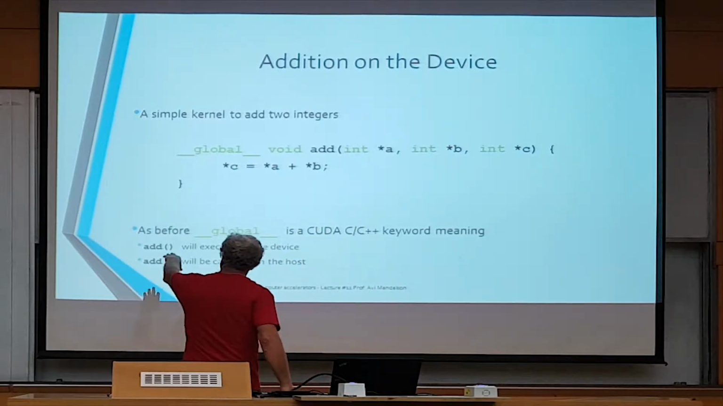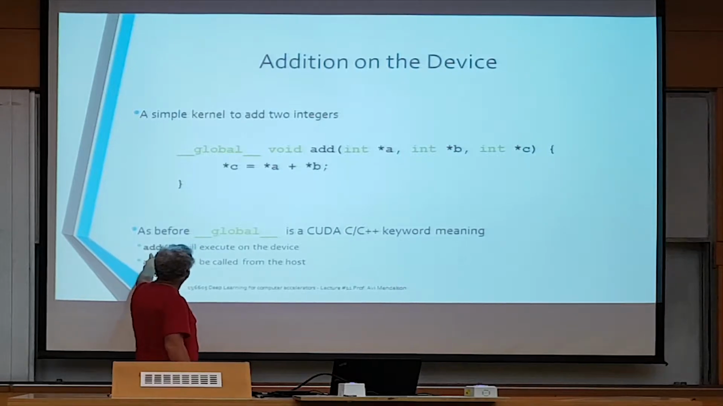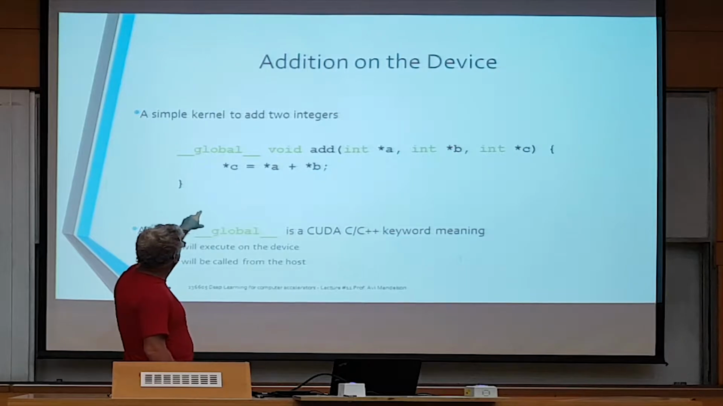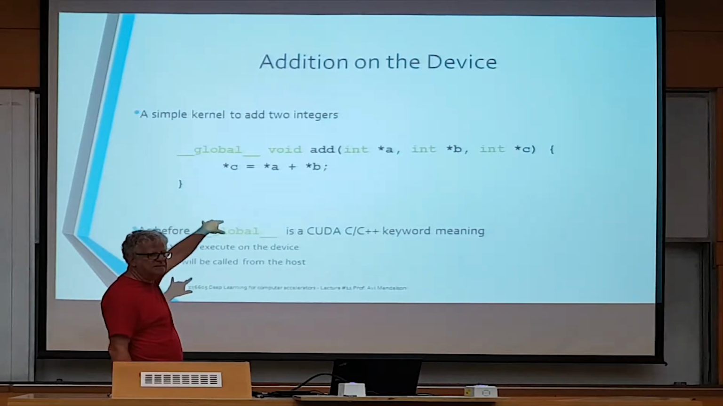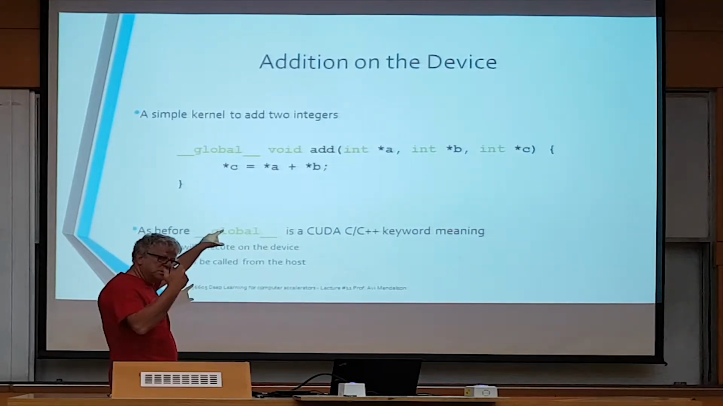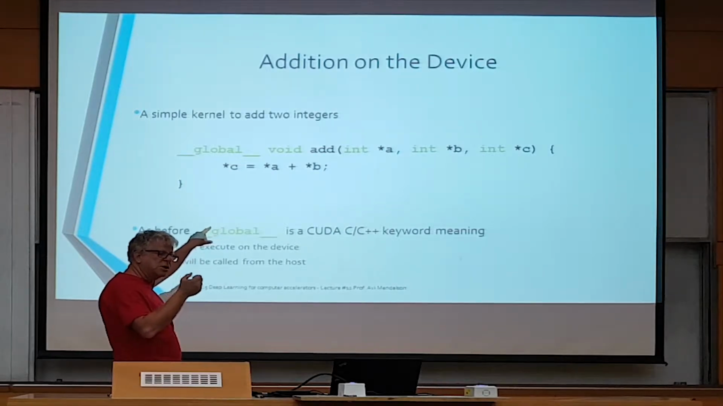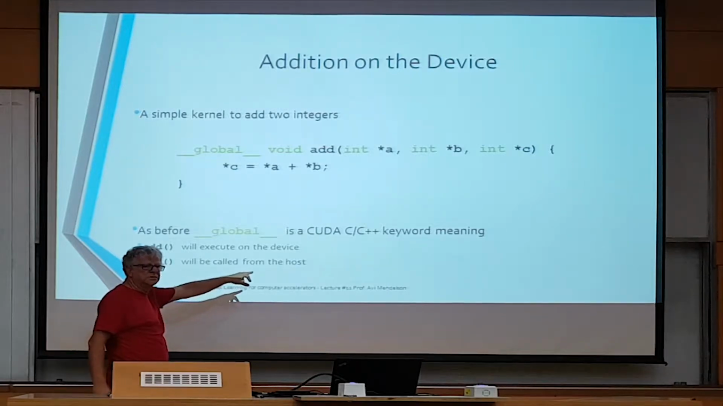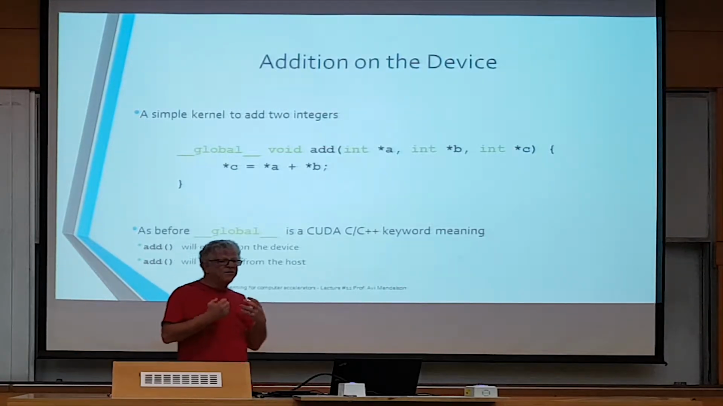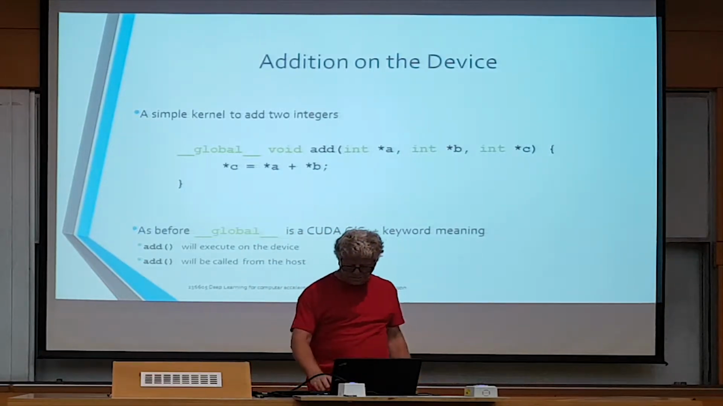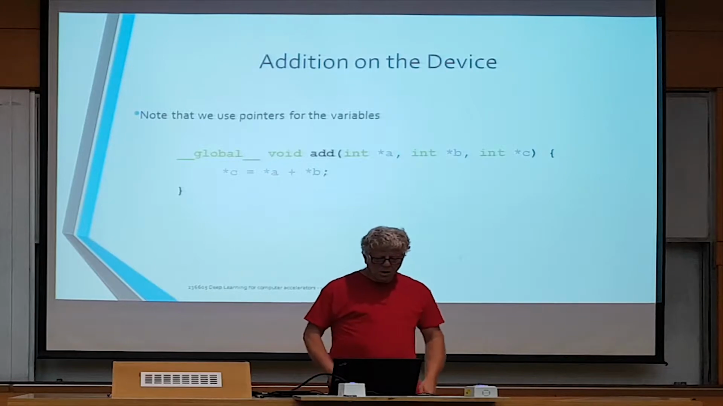Just for the notion, add will be executed on the device. How do we know? Because it is global void, and global says it will be executed on the device. So this needs to be translated into an instruction set in the intermediate representation that will run on the device. On the other hand, it will be called from the host, so the host has full control over what will be executed on the device.